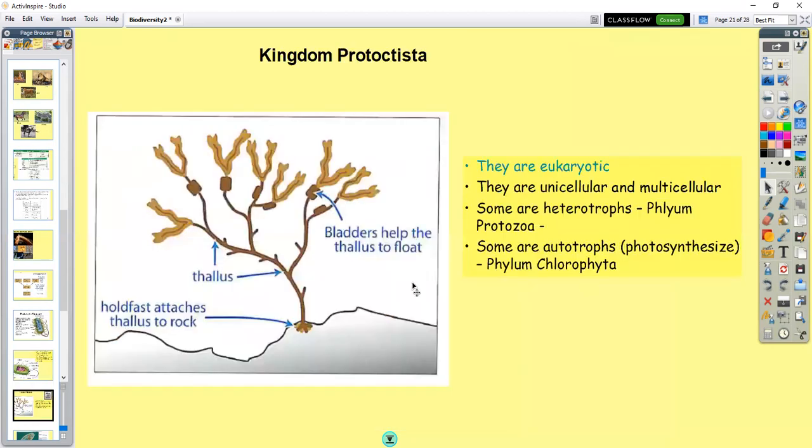The next kingdom then is protoctista, and these are eukaryotic. All the remaining kingdoms are eukaryotic. They tend to be unicellular or multicellular. Some of them are heterotrophs, which means they can obtain food from others. They will digest, and it tends to be extracellular digestion, so they'll produce enzymes to break down food, and then they'll absorb that. Some are autotrophs, in which case they can photosynthesize.